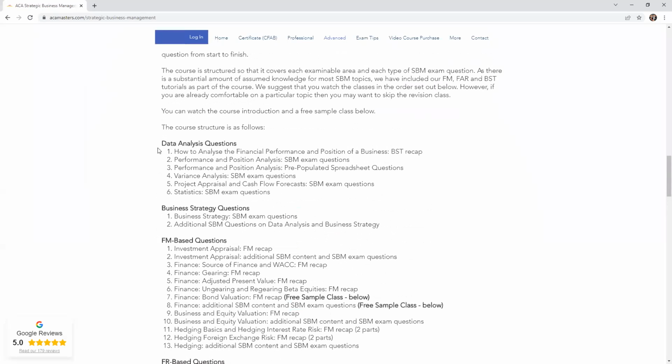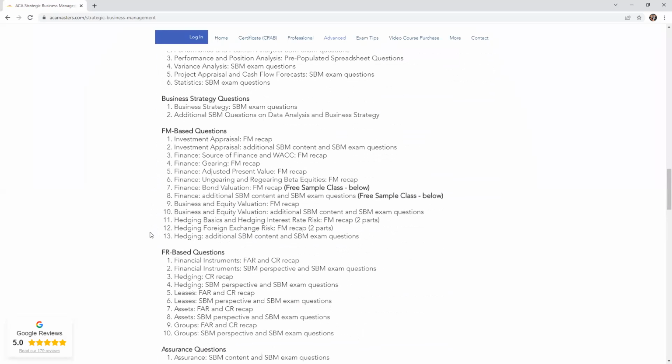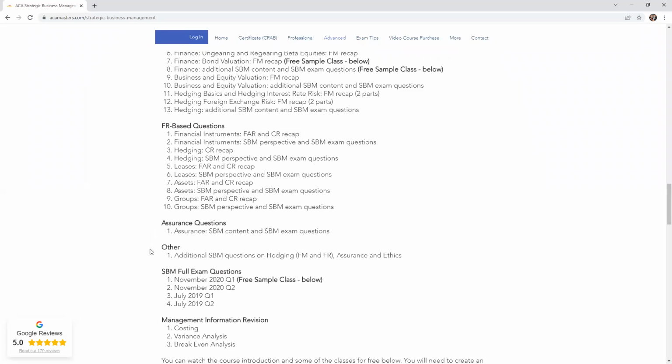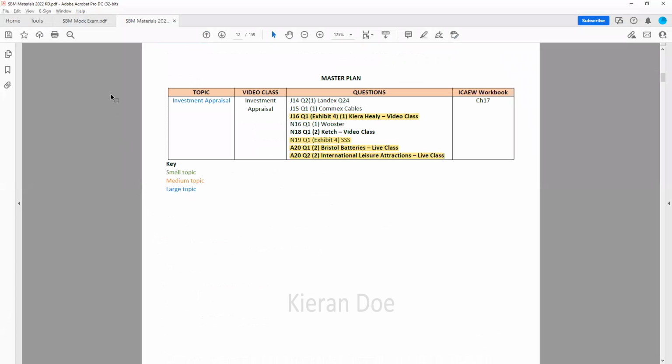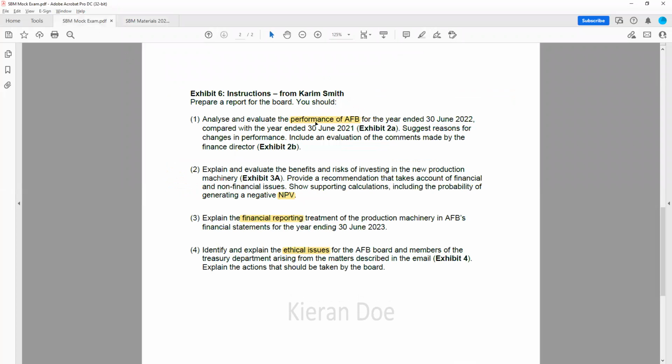So you can see the course will go through each question type and each topic one by one. You master them all one by one. And then at the end of the course, we'll focus on overall exam technique. So we've taken it one question type at a time, mastered them all one by one, and then we'll bring it together at the end.